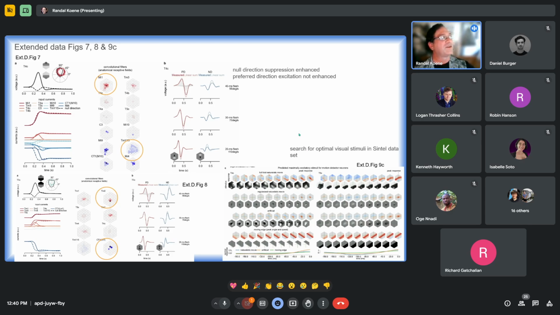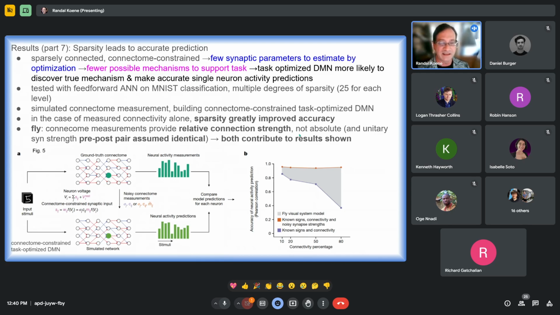All right, carrying on. So finally, this is the last result here in the paper. Figure 5 shows how the authors tested the importance of sparsity for accurate predictions with a task-optimized DNM model. In a sparsely connected Connectome-Constrained model, there are fewer synaptic parameters to optimize, fewer mechanisms that are possible that could support the good task performance, and therefore the model would be more likely to indicate correct mechanisms and make accurate testable predictions for single neuron activity.